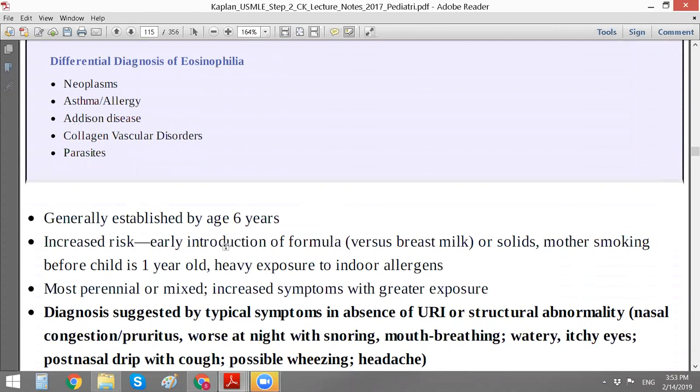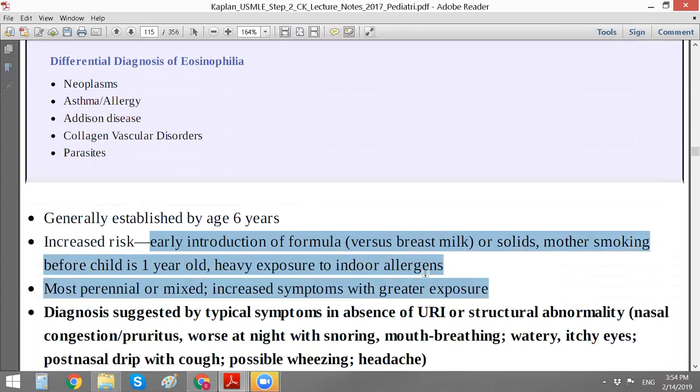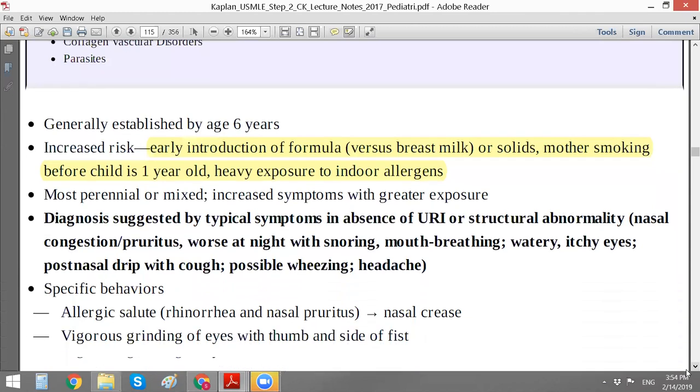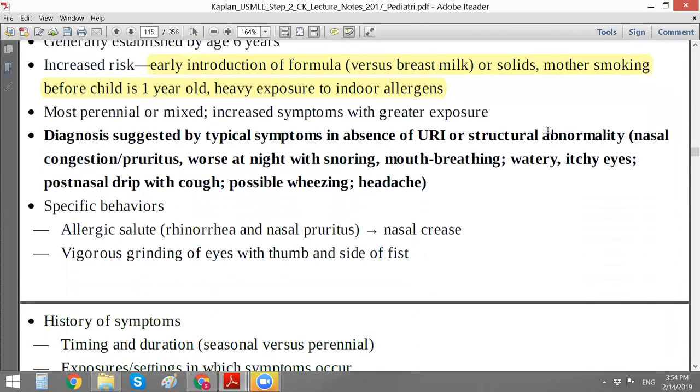Generally established by age 6, with inconsistent early introduction of formula versus breast milk or solids. Mothers smoking before the child's age of 1 year, heavy exposure to indoor allergens, and most perennial key symptoms with greater exposure. Diagnosis is suggested by typical symptoms in the absence of upper respiratory infection or structural abnormality: snoring at night, mouth breathing, watery itchy eyes, postnasal drip with cough, possible wheezing, headache.